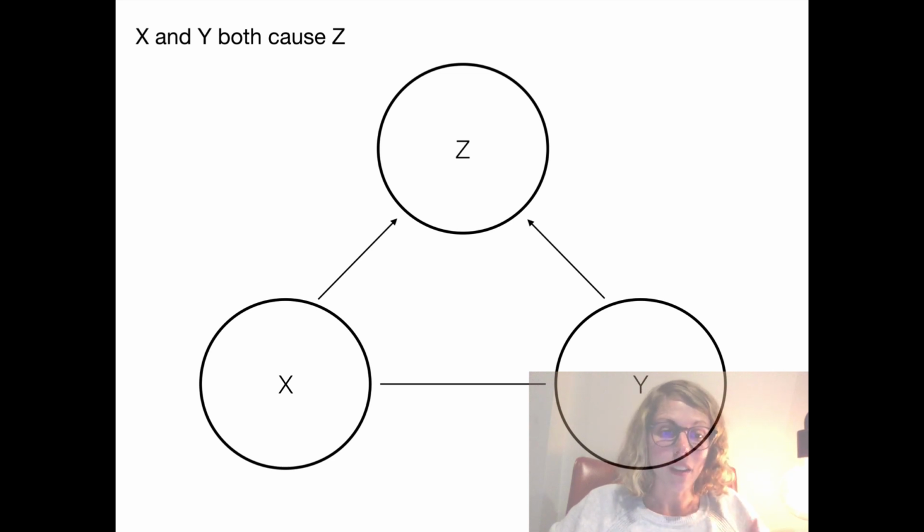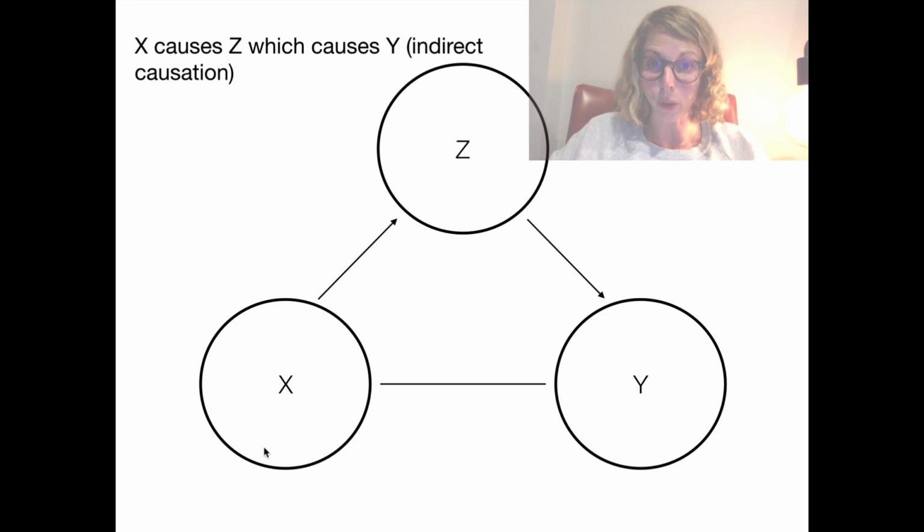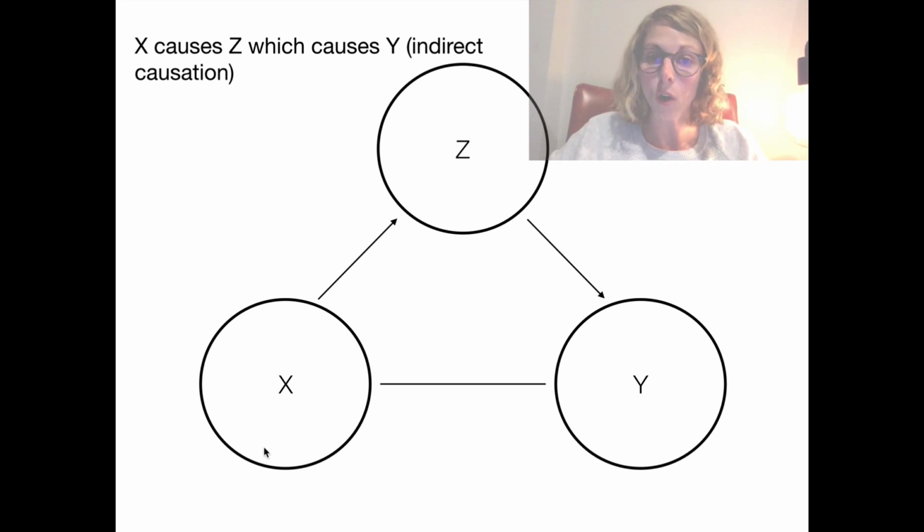Another explanation is that X and Y both cause Z, this third variable. They're correlated with one another because they have this causal relationship with this third variable. And of course, another possibility is that X causes Z, this third variable, which causes Y. So we have this indirect causal relationship. X and Y are correlated, but they don't necessarily have a direct causal relationship with one another.